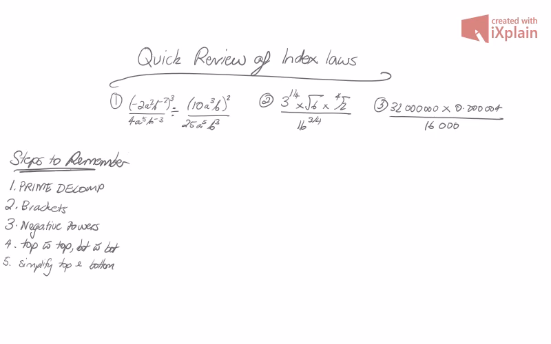The steps that I always like to remember are down the side here. I always like to do prime decomposition first on larger numbers, so that we're dealing with just bases and powers. I then deal with the brackets. I then look at the negative powers and make them positive. Then we start to simplify, top with top, bottom with bottom, and then we do our final simplification, top and bottom. Remember, if you don't need these steps, you just skip through them.